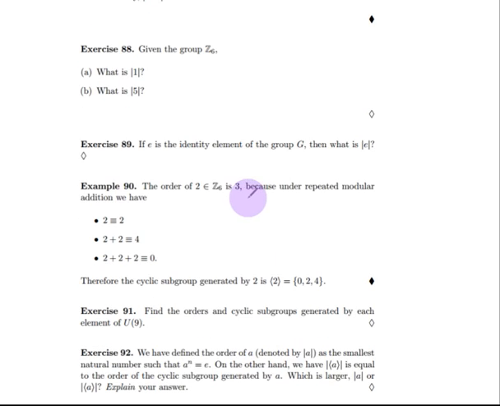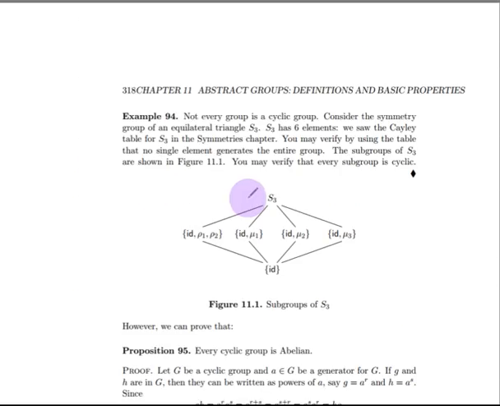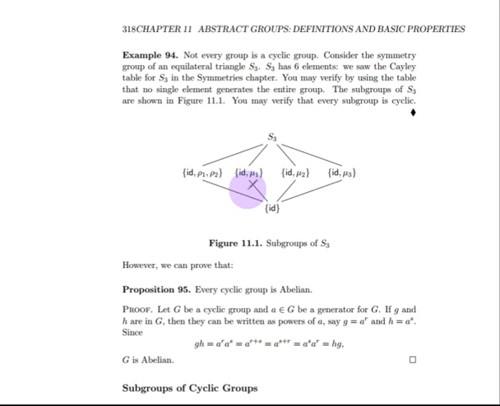Okay, so some more exercises. Exercise. And you should look at this example, that not every group is a cyclic group. You'll find out that every group has cyclic subgroups, but in this case, if you look at S3, you'll find that of all the cyclic subgroups, none of them generates all of S3.